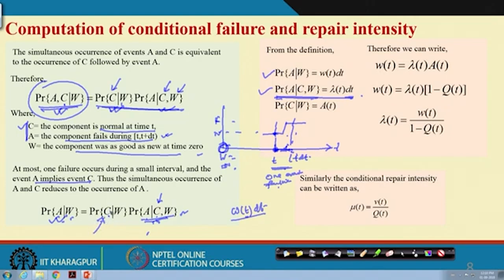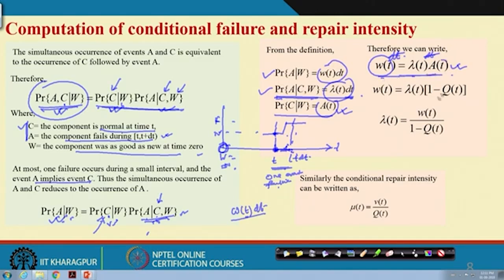And the first one: the component is normal at time equal to t, given that it was as good as new at time equal to 0, is nothing but the availability. So availability is included here. This relation talks about the relation amongst these three parts, and if you put all those things into this equation, you will get the result. The probability of A given W is W(t) dt, the probability of C given W is A(t), and the probability of A given C and W is lambda(t) into dt. So the dt dt will cancel out, which means W(t) equals lambda(t) into A(t).